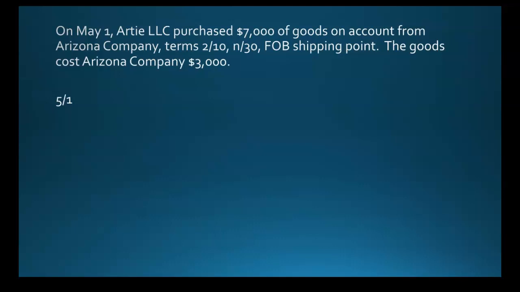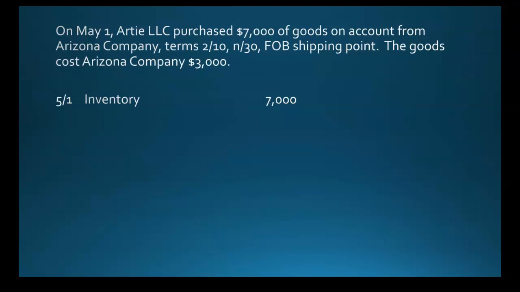The goods cost Arizona Company $3,000. That means that these goods, for the seller, cost them $3,000 to either acquire from another source or to make. So as the buyer, we don't care about that. So we're just looking at the first sentence. They're purchasing inventory. Well, inventory has to increase, so we debit inventory $7,000.